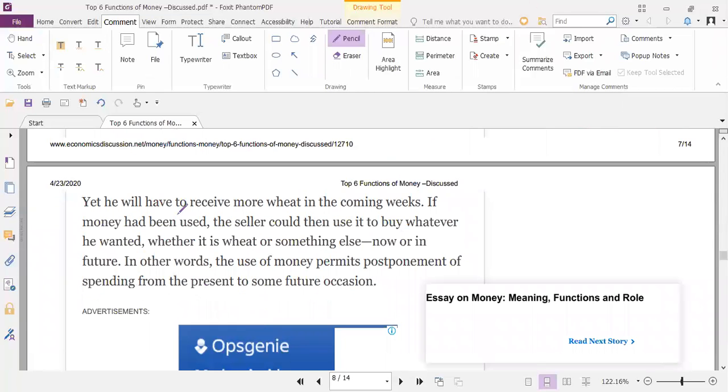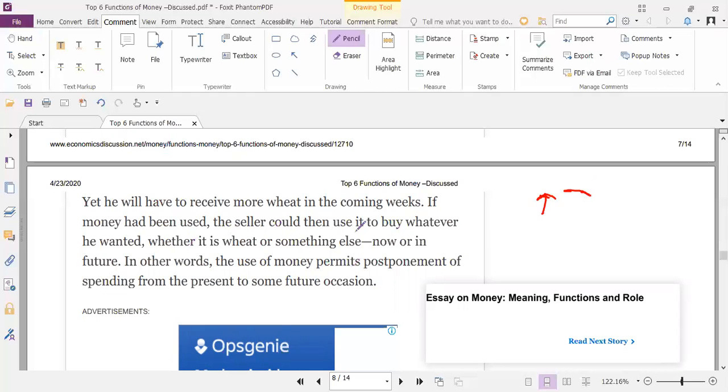Yet he will have to receive more wheat in the coming weeks. If money had been used, the seller could then use it to buy whatever he wanted, whether it is wheat or something else. So there is always an option. With money, you have options. What do you want to buy? Where do you want to spend money? You can prioritize your needs, right? And use the money accordingly. But in a barter system, you don't get this facility.